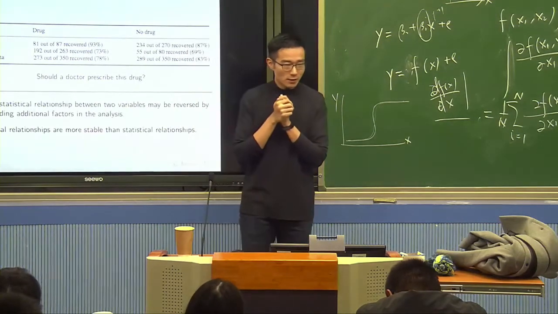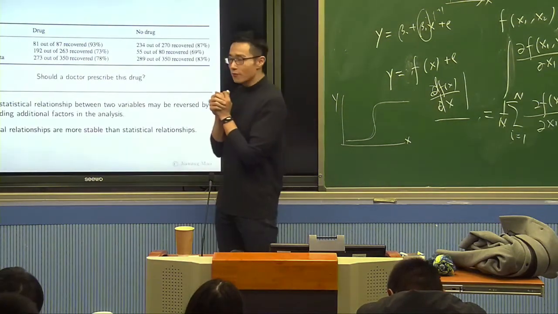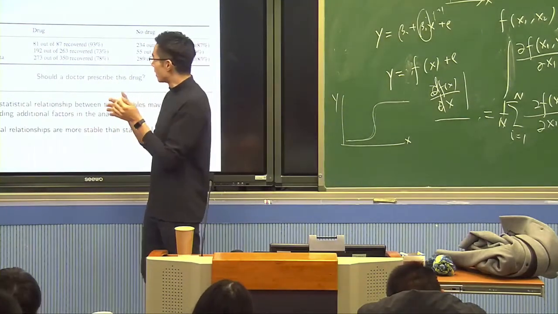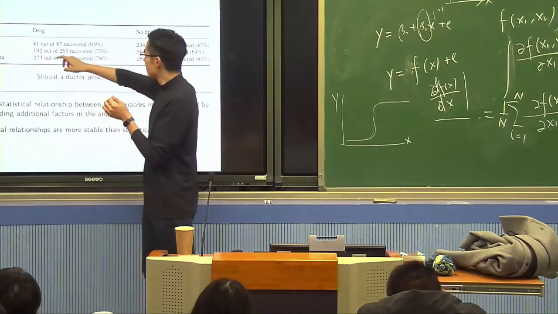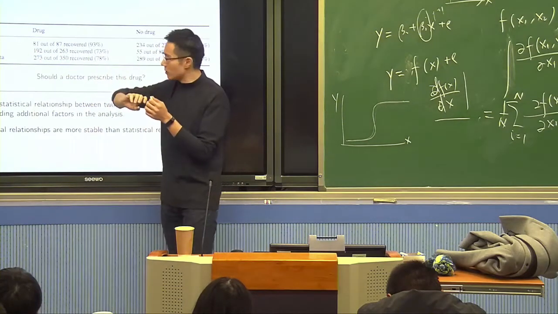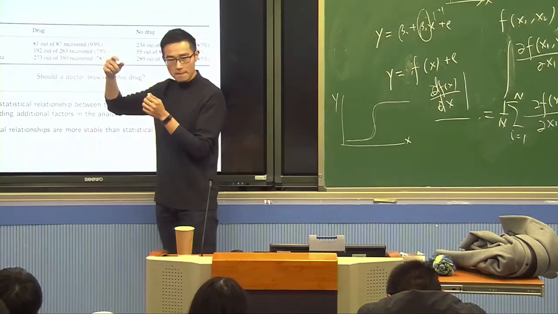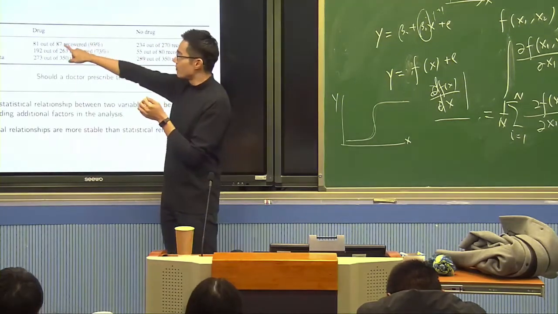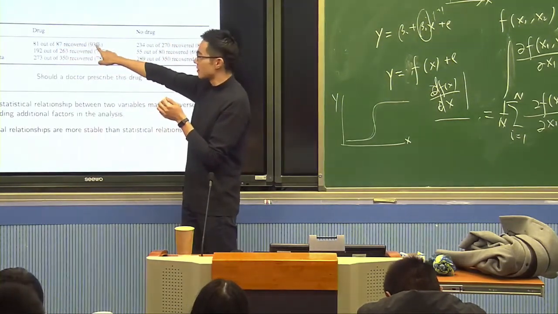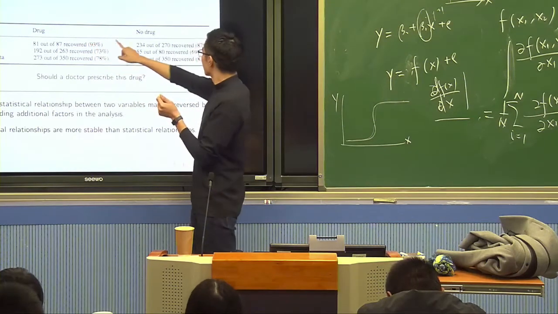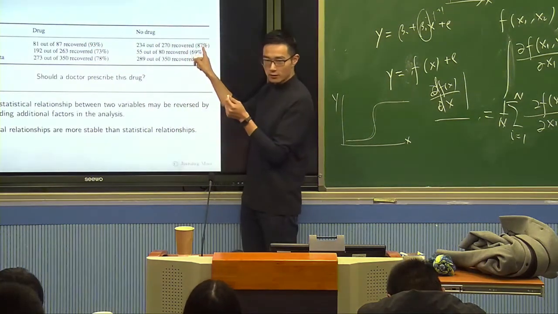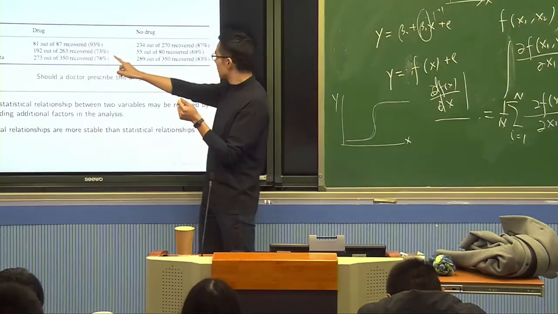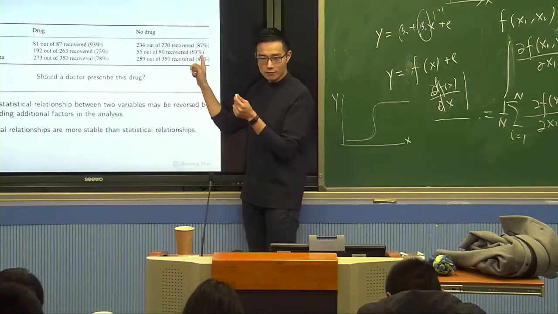Until, of course, we look a little bit more closely. So let's divide the population into men and women. Now, if we look at the men, it turns out that out of these 350 people, most of them are women. A smaller percentage of them are men, a minority. Out of the men, 93% recover if they take the drug, 87% if they don't take the drug. Out of the women, 73% recover if they take the drug, 69% recover if they don't take the drug.